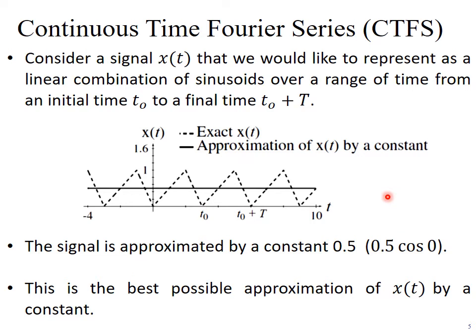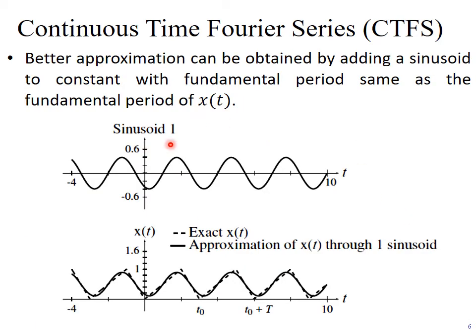Now if we want to increase the accuracy, we need to add more components, more sinusoidal waveforms. This is only one sinusoidal waveform, with zero frequency. So let us add another sinusoidal waveform along with the constant. We have added another waveform, with the same frequency as the triangular waveform, added to the constant, and now you can see the approximation of the signal x of t is relatively more accurate as compared to the last one.